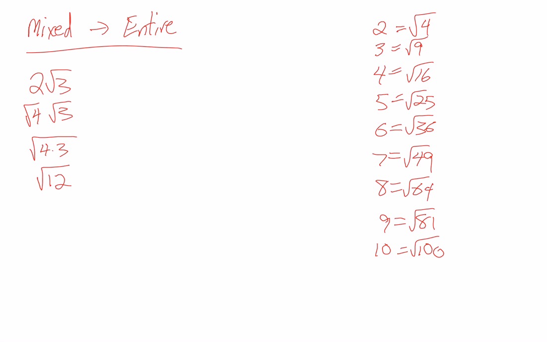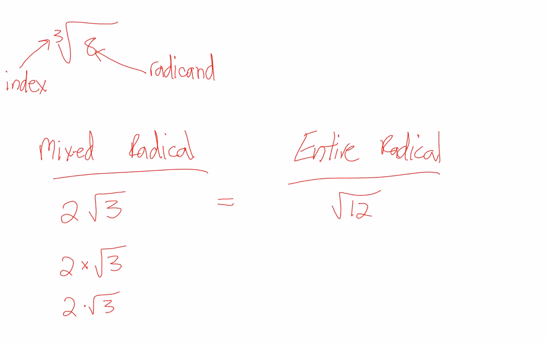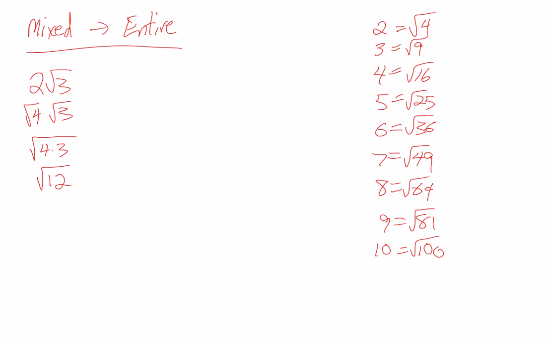So you can see on the last page, I told you 2 root 3 is the same thing as root 12, and we just proved that they are the same, right? Because 2 times 2 is 4, 4 times 3 is 12. Most people do really well with these kinds of questions. Let's do one more. What would 3 root 5 change to?